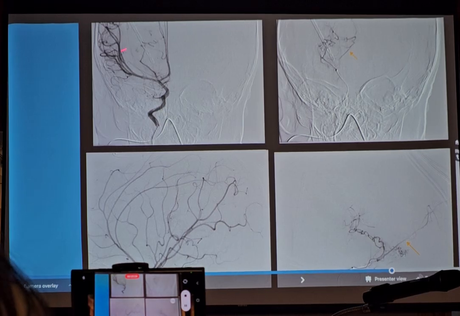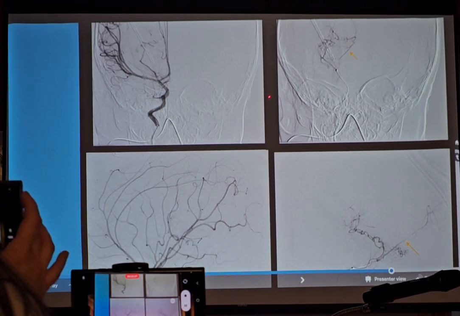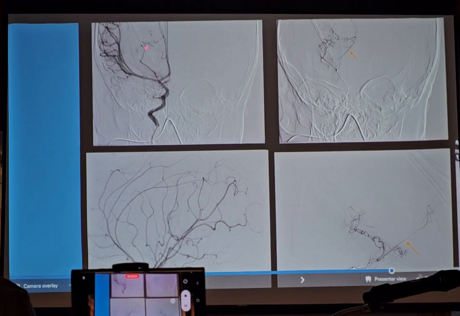So here's the AP view, carotid run. This is the anterior choroidal artery over here. There's the blush of the choroid plexus. And you can see here on the AP view, microcatheter in the anterior choroidal artery up to this point over here, with the yellow arrows pointing at what?